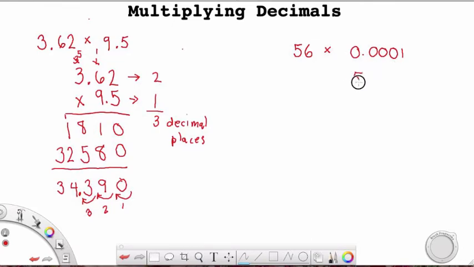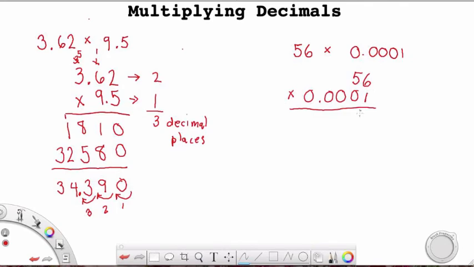Well, let's stack it first of all. I got 56 up top. I've got 1, 0, 0, 0, point. Okay, I did that backwards. Hope that didn't confuse anyone. I just wanted to make sure I had everything lined up. So I have 56 times 1 10,000ths. Okay, this looks odd. Watch what we do. We treat it just like a regular multiplication problem.